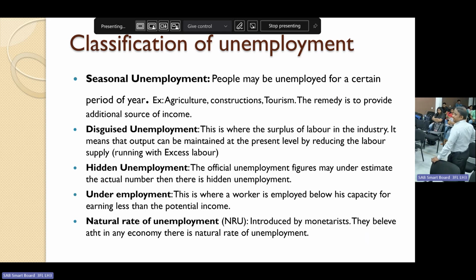And hidden unemployment means that the central bank or the census officially announces the official rates, but the actual rates may differ from that.